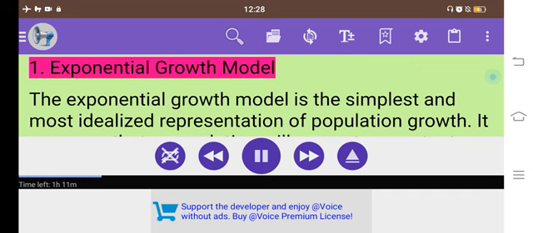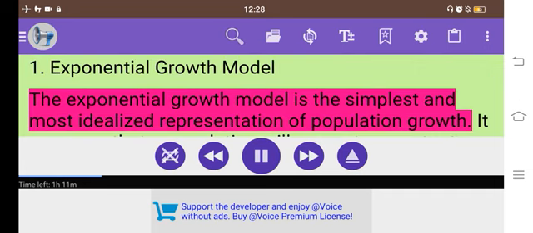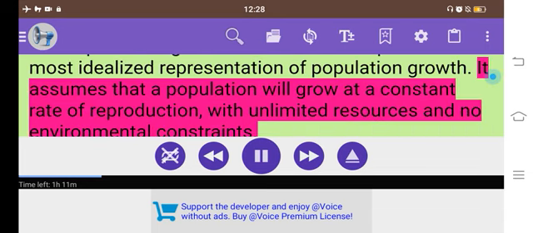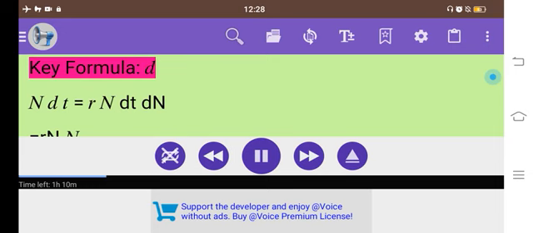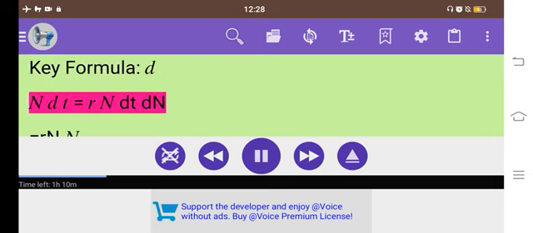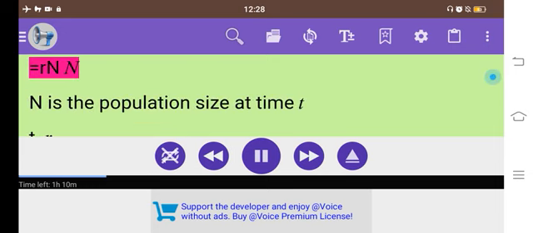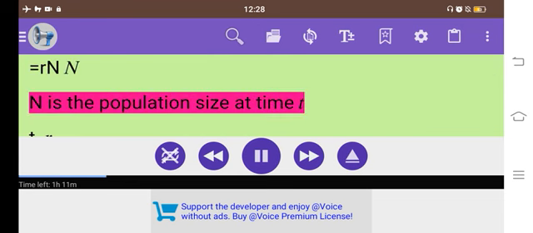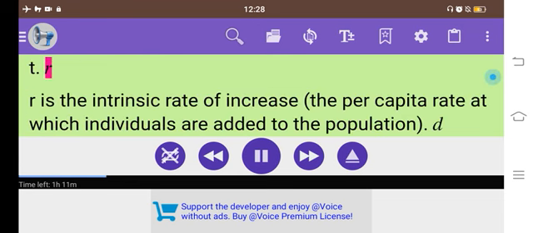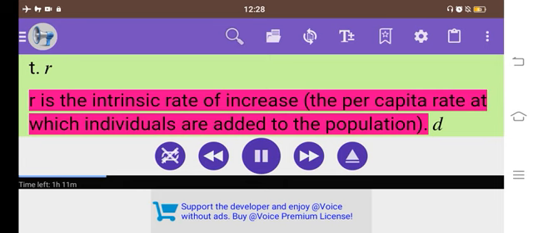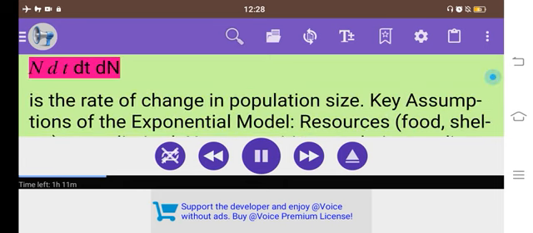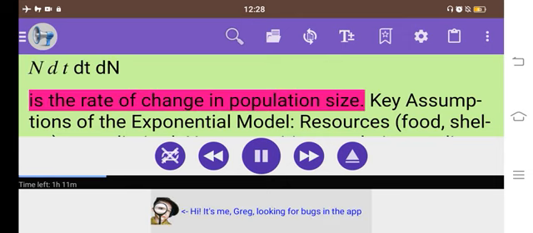1. Exponential growth model. The exponential growth model is the simplest and most idealized representation of population growth. It assumes that a population will grow at a constant rate of reproduction, with unlimited resources and no environmental constraints. Key formula: dN/dt = rN. N is the population size at time t, r is the intrinsic rate of increase, the per capita rate at which individuals are added to the population, and dN/dt is the rate of change in population size.